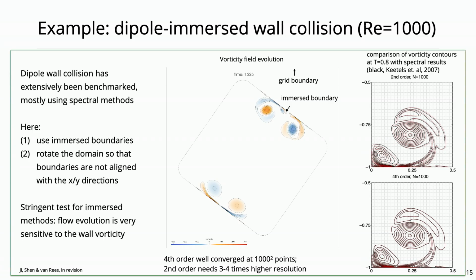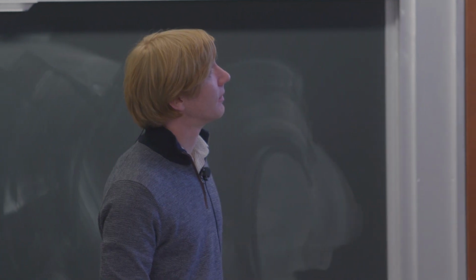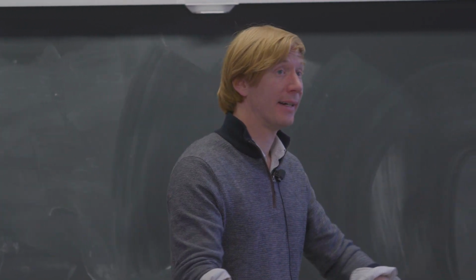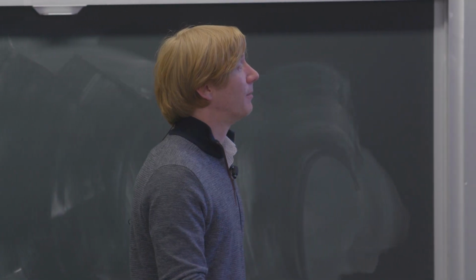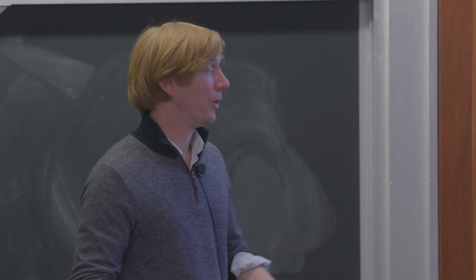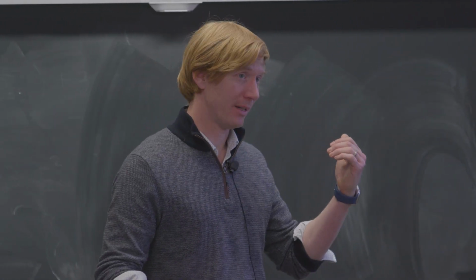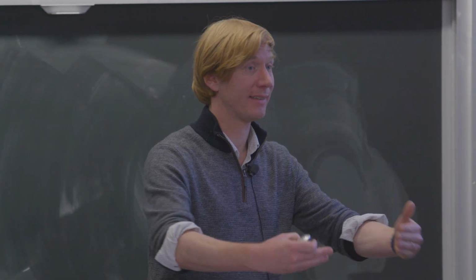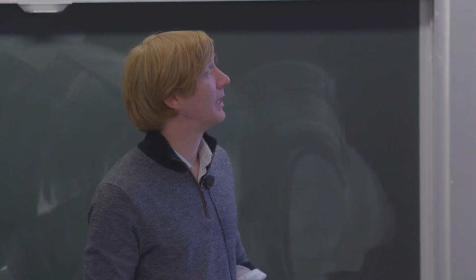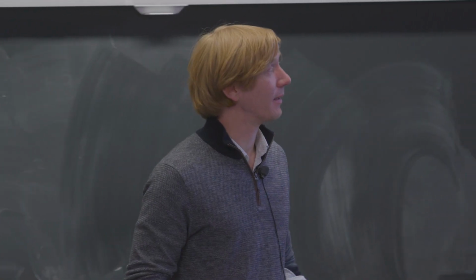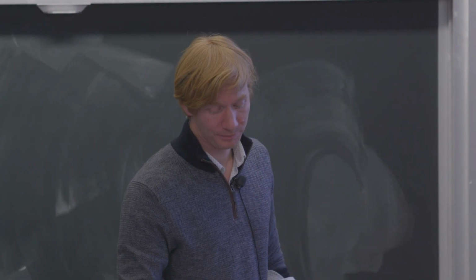So here in red is the spectral results, and in black is our results. And of course, if we go high enough in resolution, the second order will get there eventually, but this needs about 3 to 4 times more points. And as you increase the resolution, you also need to decrease the time step because of the CFL condition, so that cascades down into higher cost. So ultimately, it's about a 10x computational improvement for the fourth order method compared to the second order one.